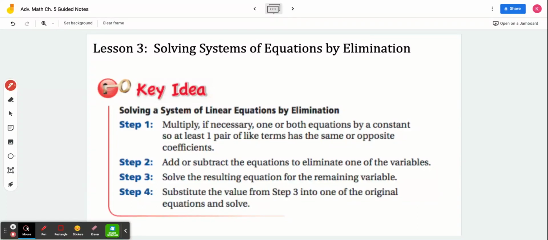Today we're going to be talking about Lesson 3 in Chapter 5, Solving Systems of Equations by Elimination. So this is the third way that we can solve a system of equations. So here are the 4 steps.